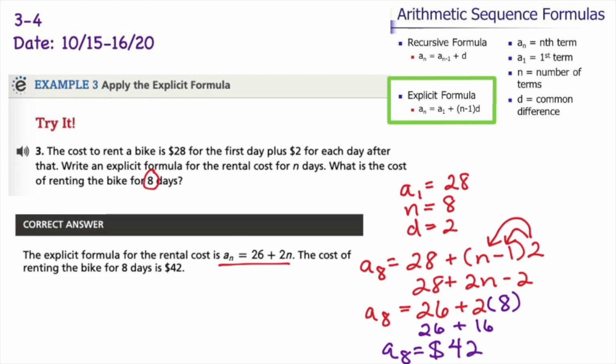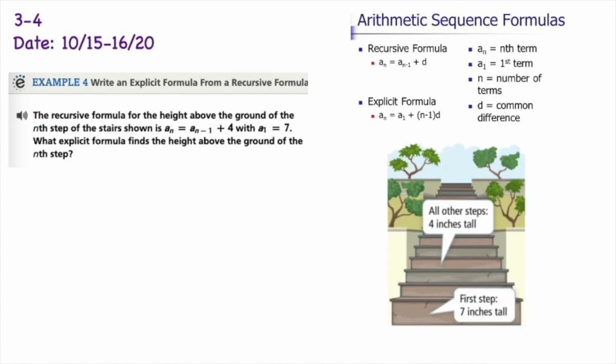All right, so let's take a look at another problem. Example number 4, write an explicit formula for the height above the ground of the nth step of the stairs shown as a sub n equals a sub n minus 1 plus 4, with a sub 1 being 7. So the first height of the step is 7 inches tall. You can look at the picture. And it says, what is the explicit formula that finds the height above the ground for the nth step? So we have to write an explicit formula coming from the recursive formula. So it's a little bit different.